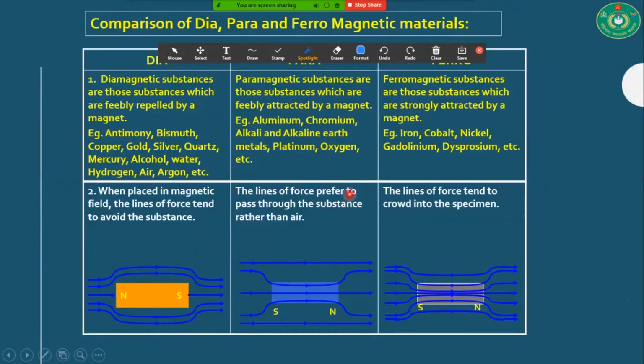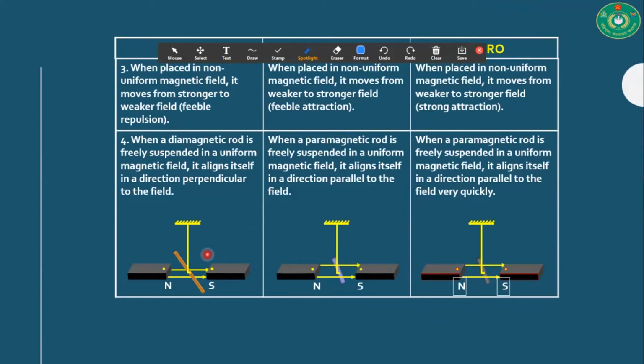My dear boys, this is the chart for the comparison of diamagnetic material, paramagnetic material, and ferromagnetic materials. Please have a look at this chart. I think you have got a clear concept about dia, para, and ferromagnetic materials. So please have a closer look at this chart.